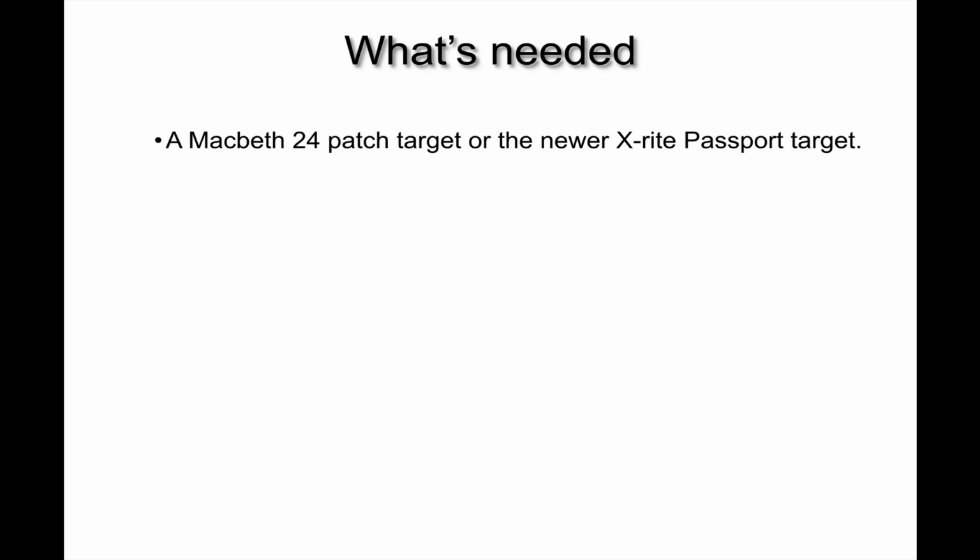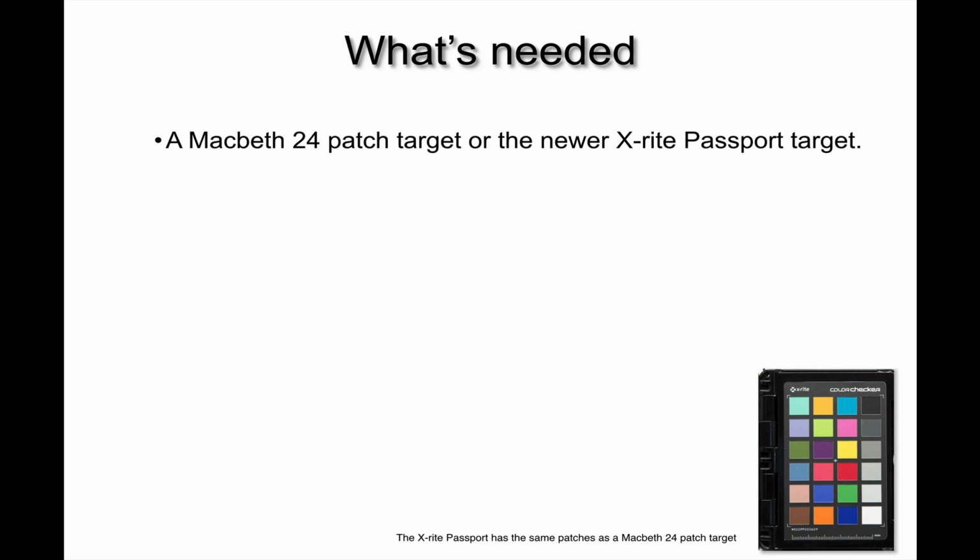So what's needed to build these DNG camera profiles? Let's go over this quickly and then get into the meat and potatoes and show actual examples. You're going to need either a Macbeth 24 patch target or the newer X-Rite passport target. If you have either, you can build a DNG camera profile. If you have neither, my recommendation is to spend the $99 and get the X-Rite passport target.